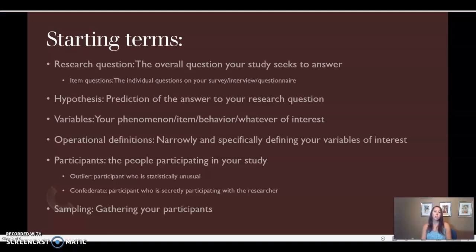Your operational definition is narrowly and specifically defining your variables of interest. So in that example that I just gave, I would need to give you an operational definition for exercise, and I would need to give you an operational definition for happiness. So maybe exercise, I'm saying, is anything that you are doing where you are moving your body in a faster or more vigorous way than normal to get your heart rate up. Maybe that's how I'm defining exercise.